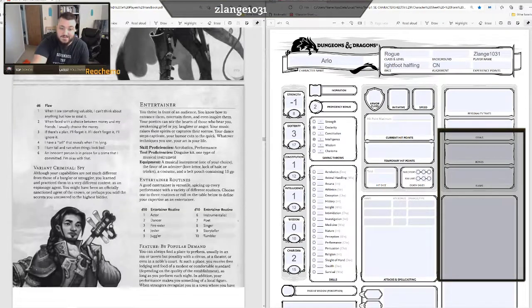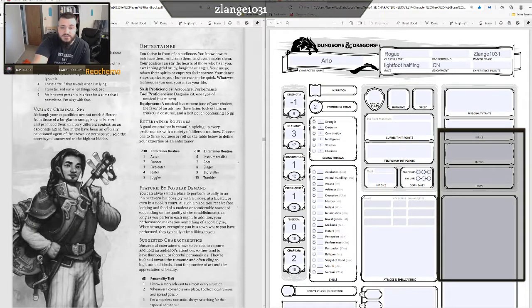Pretty handy, honestly. You have your variant, criminal spy. Other capabilities are not much different from those of burglar or smuggler. You learn and practice them in a very different context as an espionage agent. You might have been an officially sanctioned agent of the crown, or perhaps you sold the secrets you uncovered to the highest bidder.